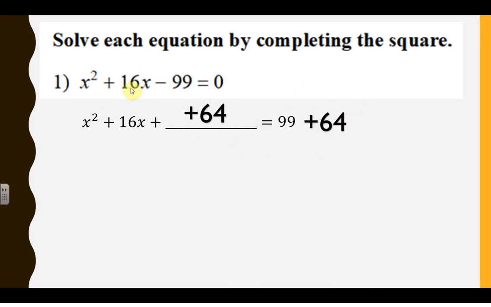In geometry, we had x's and y's. Now it's just x's, just one variable. We'll hit circles, we'll get there. So x plus 8 quantity squared. That's completing the square. 99 plus 64 is 163.